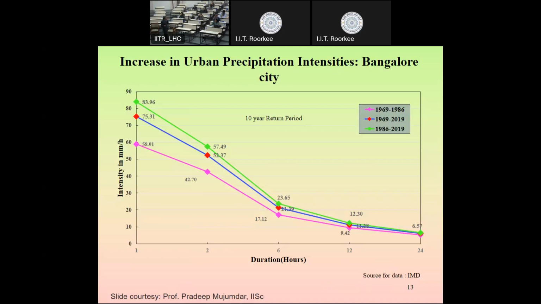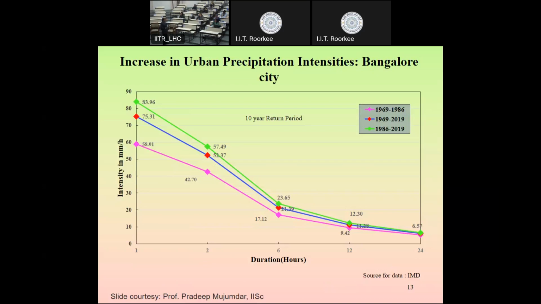तो इससे हम क्या कंक्लूजन निकाल सकते हैं, इससे यह है कि जैसे जैसे हम आगे बढ़ रहे हैं रेनफॉल की इंटेंसिटीज बढ़ रही है. Okay, all across the times rainfall intensities are increasing. Intensity of 1 hour duration is increasing, 2 hour duration, 6 hour duration, 12 hour, and so on.